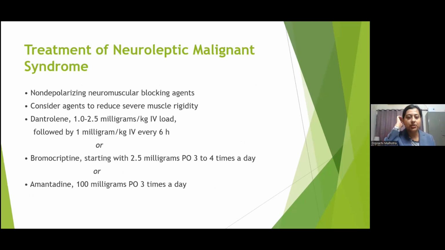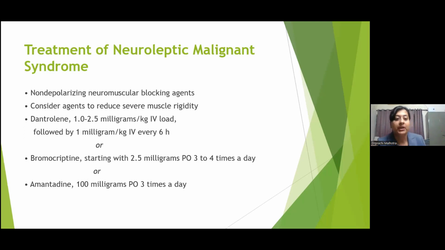Now, about medication, you can give dantrolene, bromocriptine, or amantadine. Dantrolene, how much will you give? 1 to 2.5 milligrams per kg IV. You should remember it's per kg; it's not that you just give 1 to 2.5. It depends upon the patient's weight. As a bolus you give 1 to 2.5 milligrams per kg IV, followed by 1 milligram per kg IV every 6 hours.